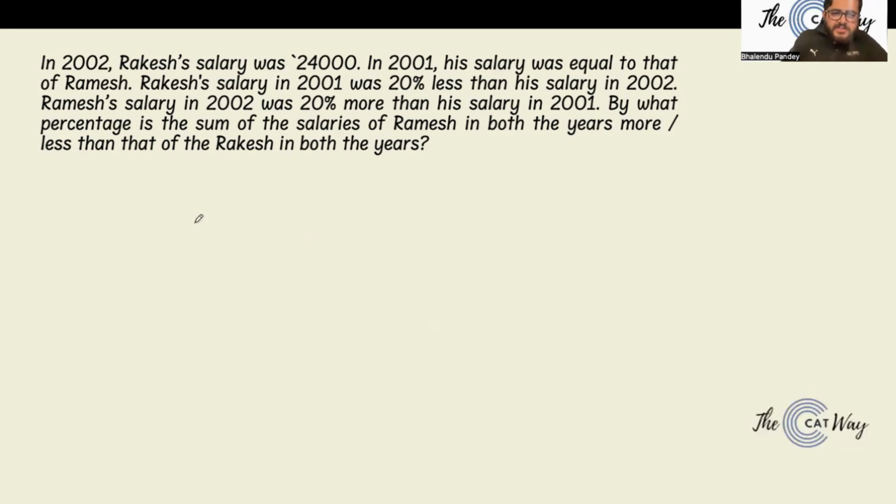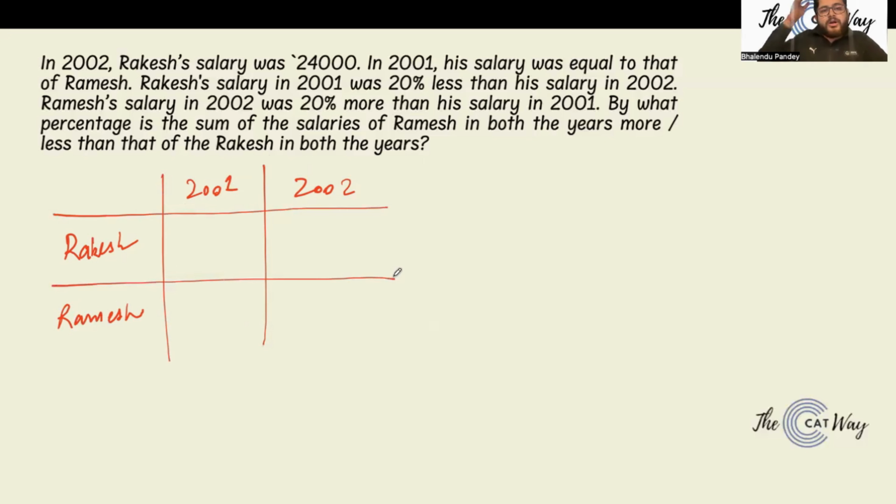All right. So let's first make a table. So we have Rakesh and we have Ramesh, right? We have Rakesh, we have Ramesh. 2001, 2002.